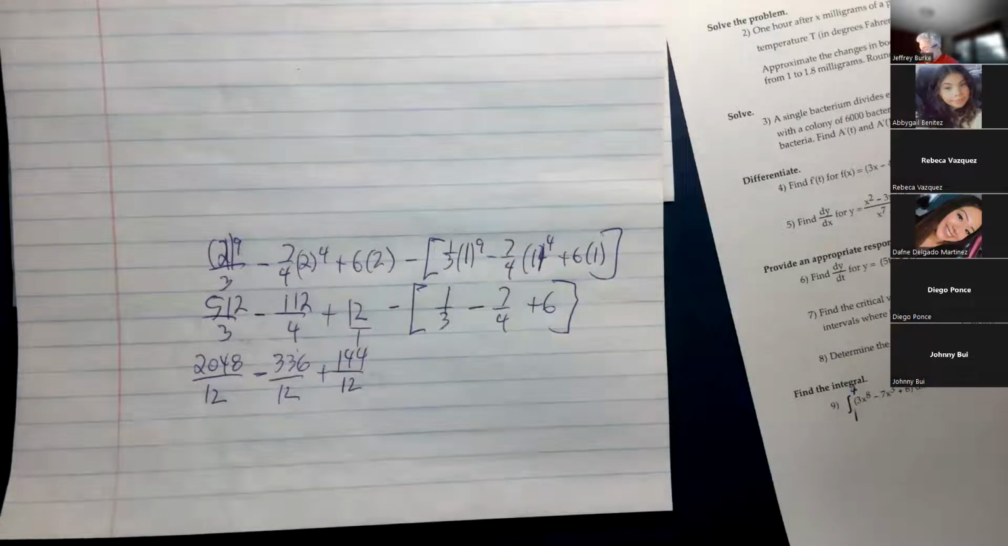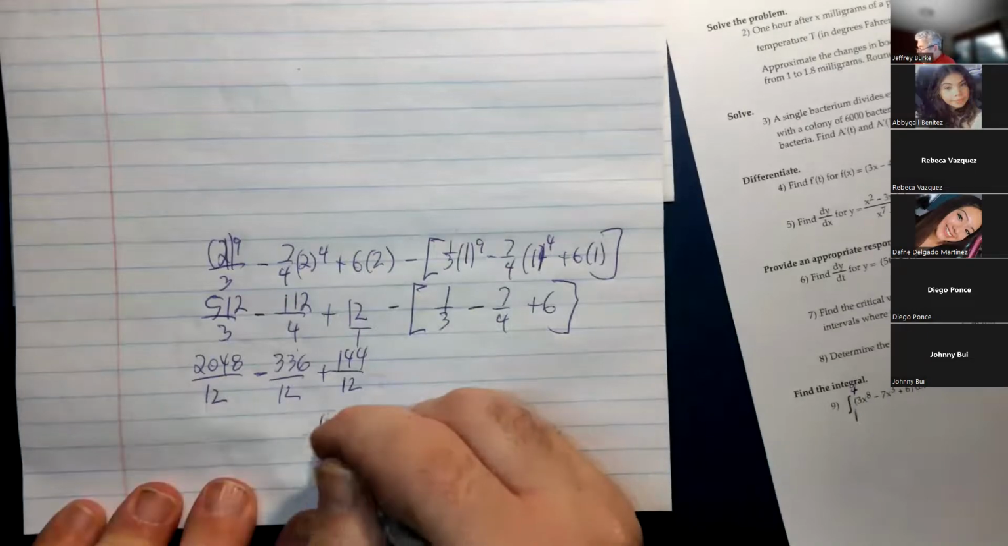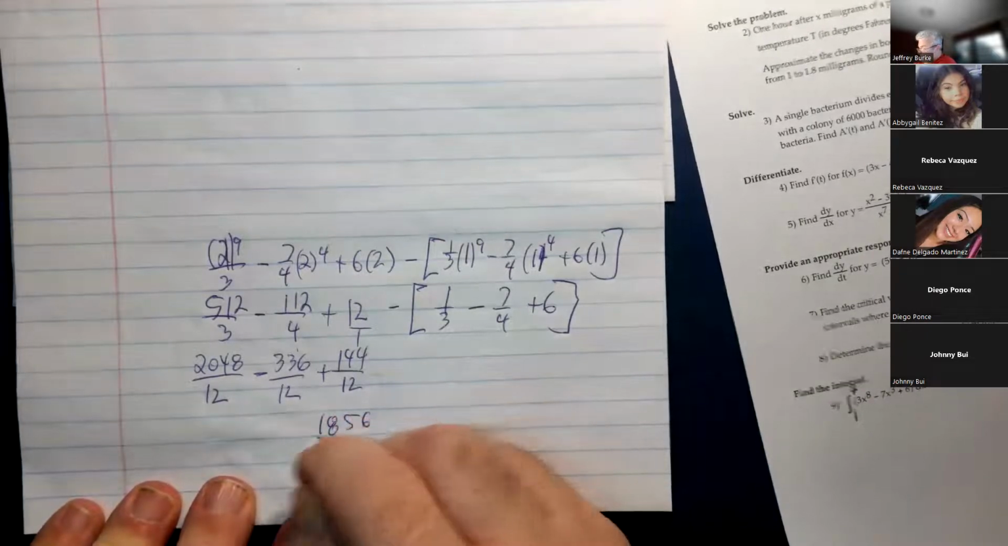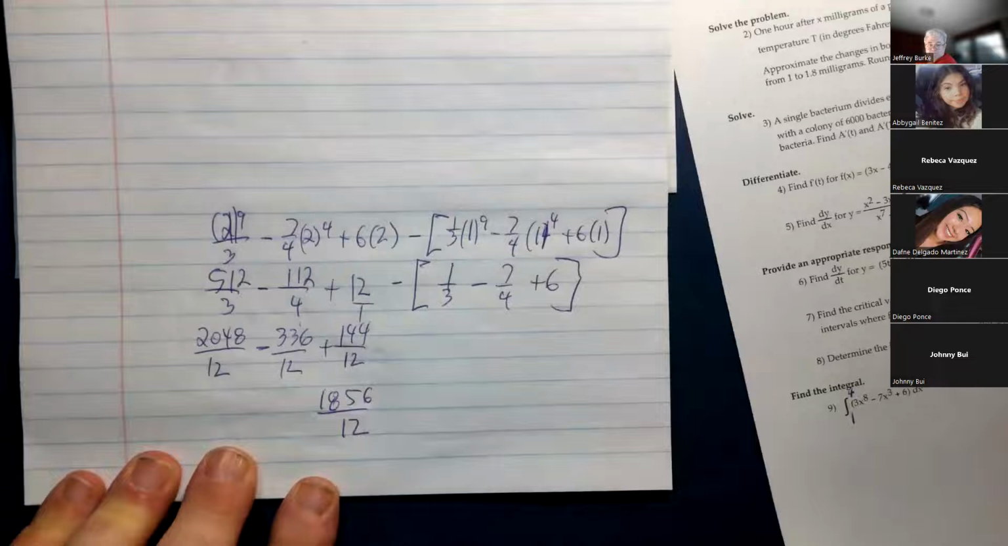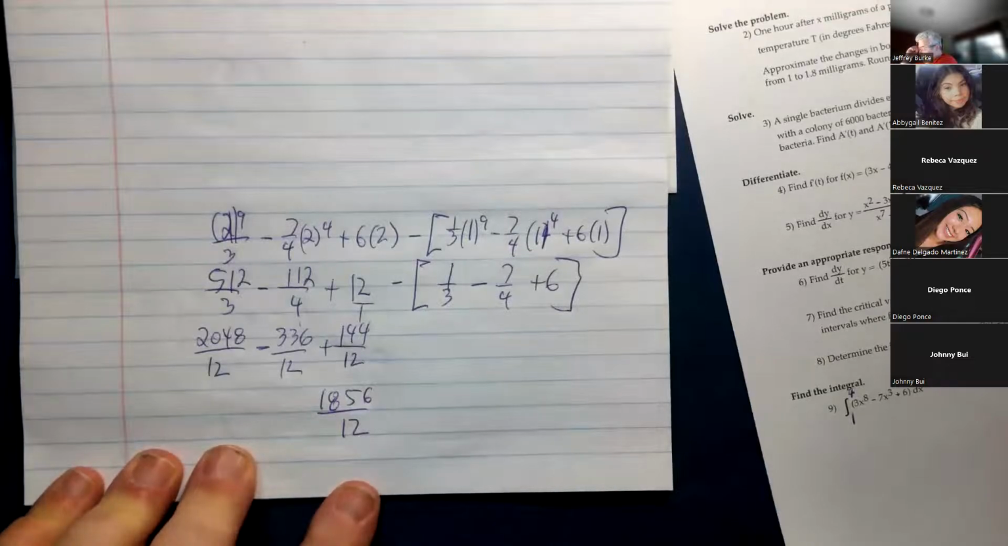Hang on. 2048 minus 336 plus 144. Let me see if I can divide that by 12. Does that come out to be a nice number? It does not. Damn. So this is going to give me 1856 over 12 when I work all that out.